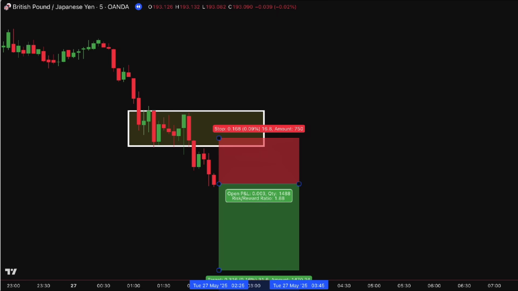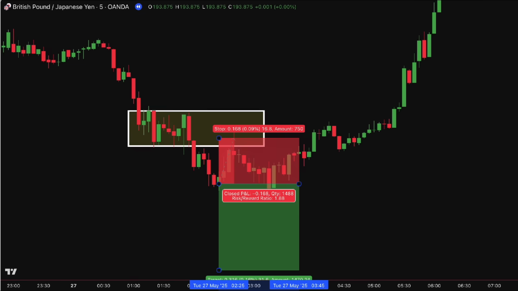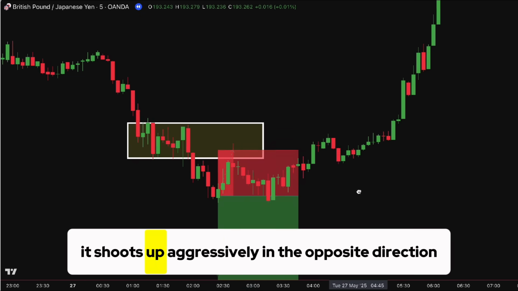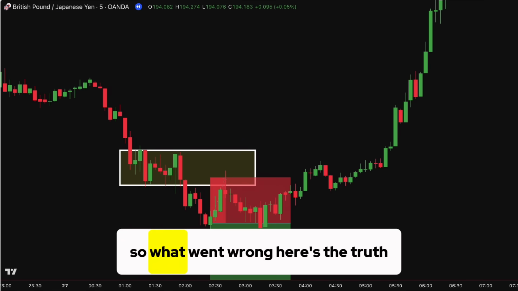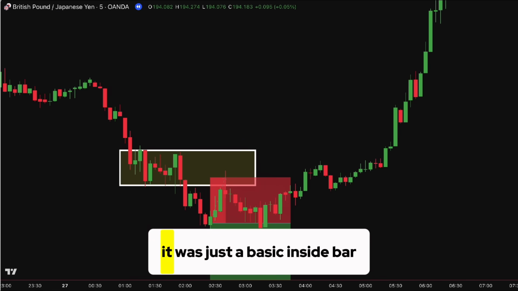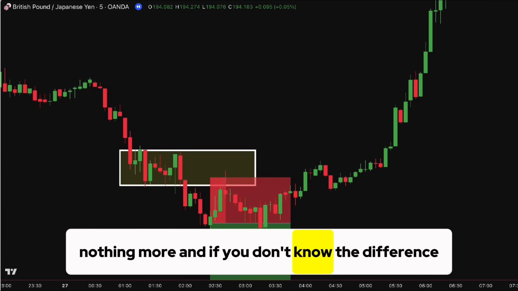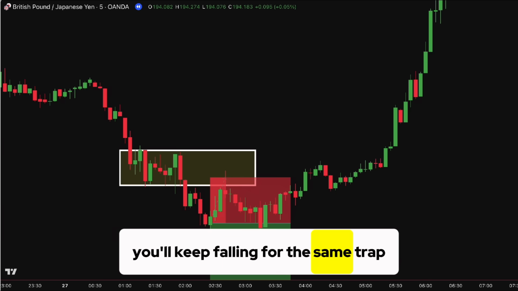Everything looks perfect, but look at what happened next. The market reverses. It shoots up aggressively in the opposite direction. You're stopped out within minutes. So what went wrong? Here's the truth. That wasn't a real compression candle. It was just a basic inside bar, nothing more. And if you don't know the difference, you'll keep falling for the same trap.